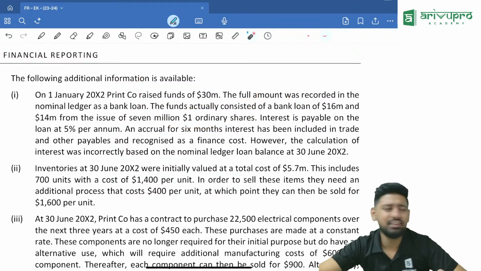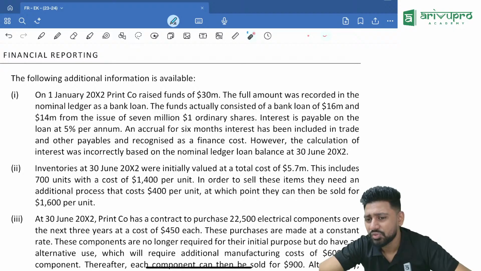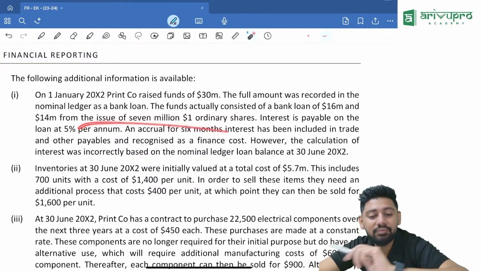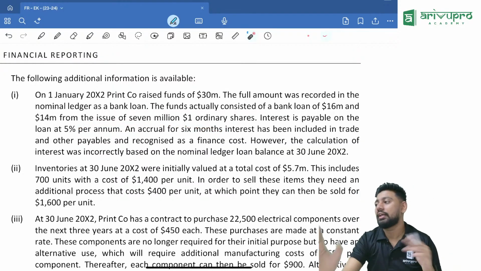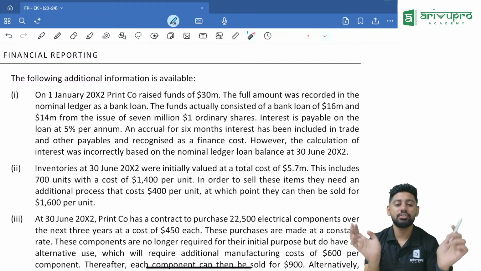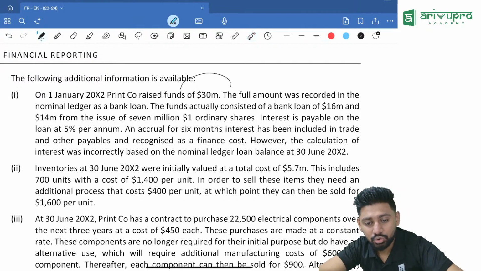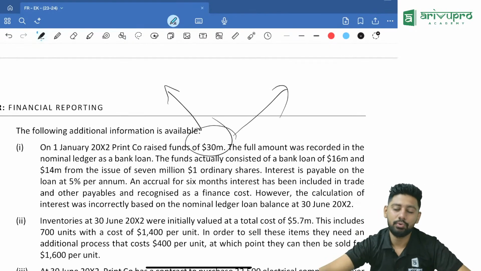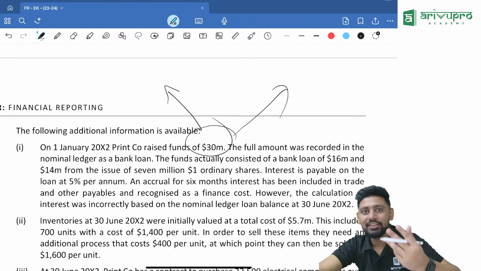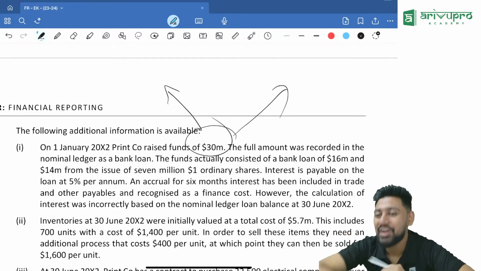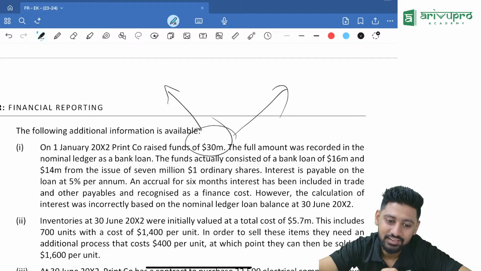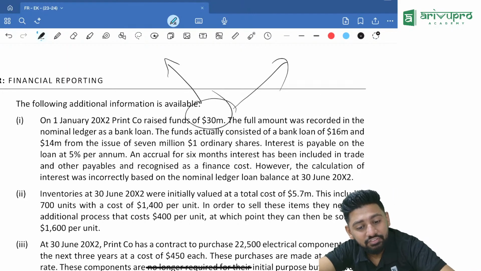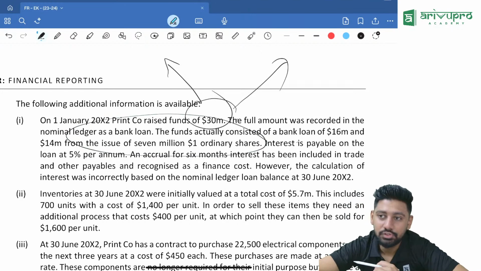When you take the entire 30 million, there was actually a bank loan, yes, no problem, of 16 million only. The remaining 14 million was from the issue of 7 million ordinary shares. So the 30 million has two components: one, a bank loan component, two, a share issue component. But you have taken the entire 30 million as a bank loan, as a liability. So the issue of 7 million ordinary shares has not been captured.